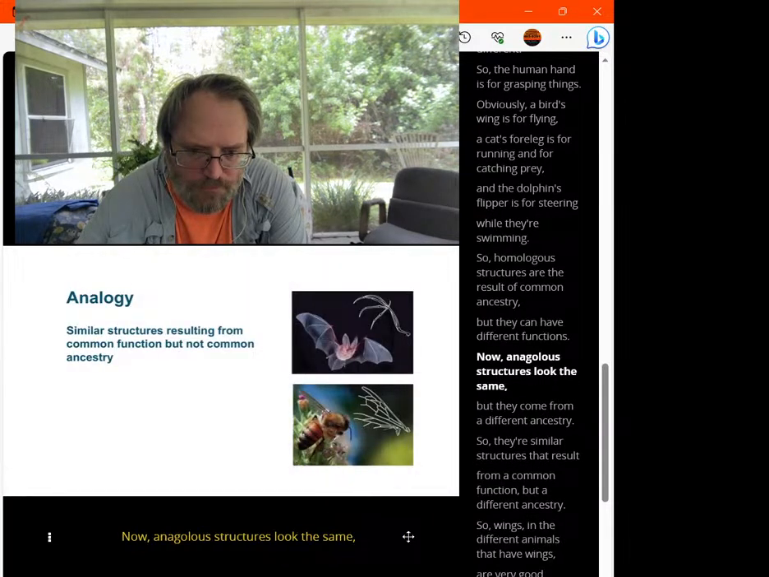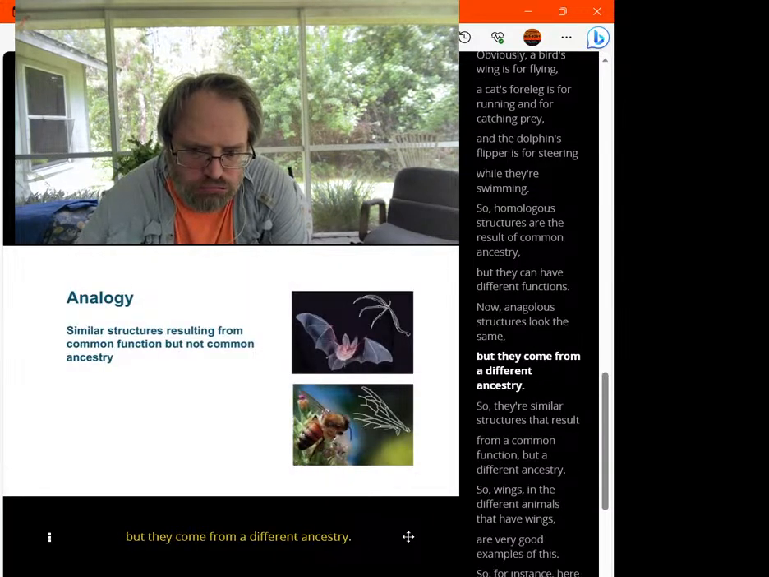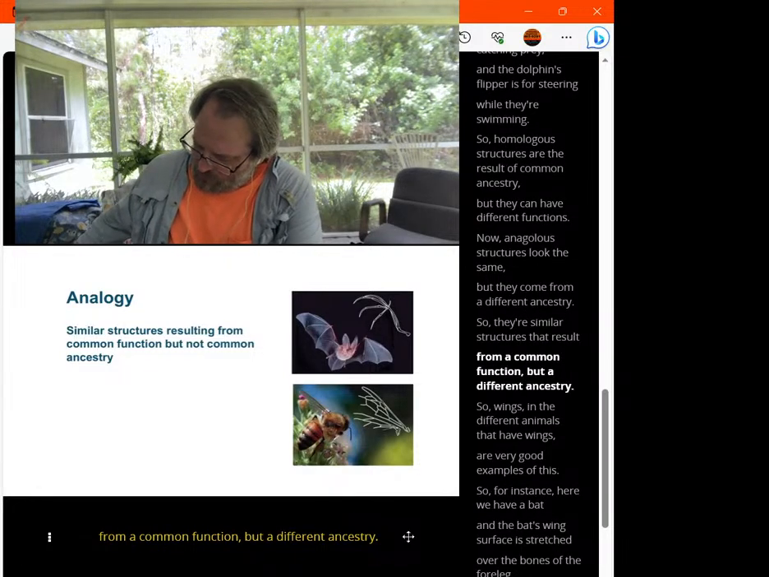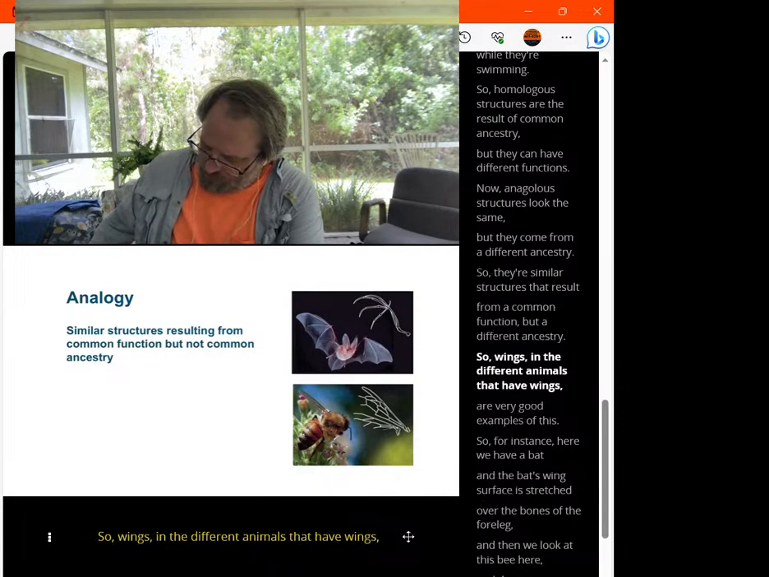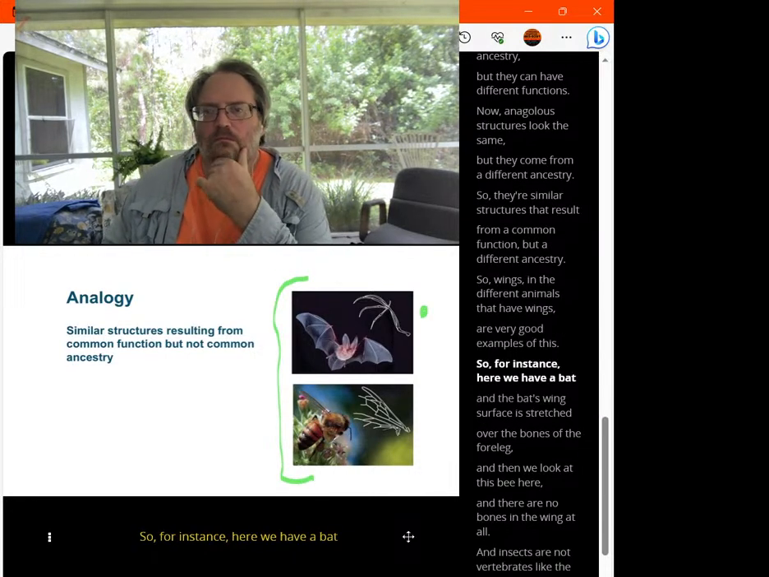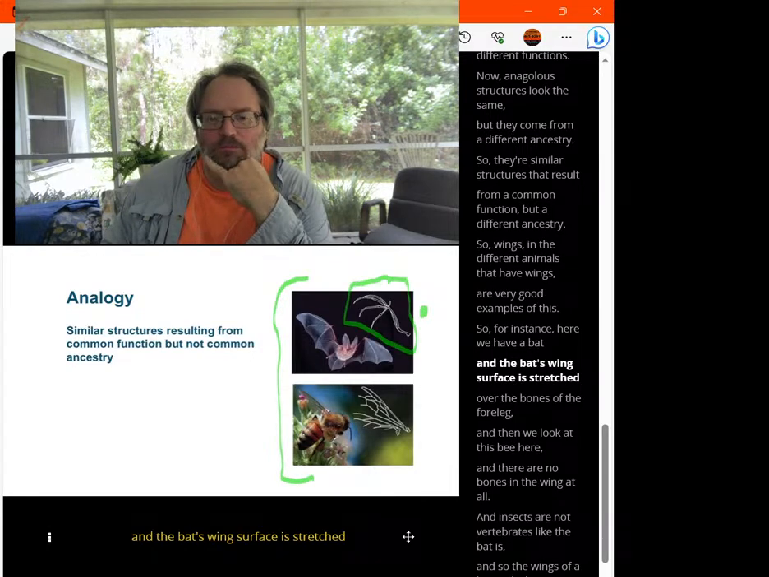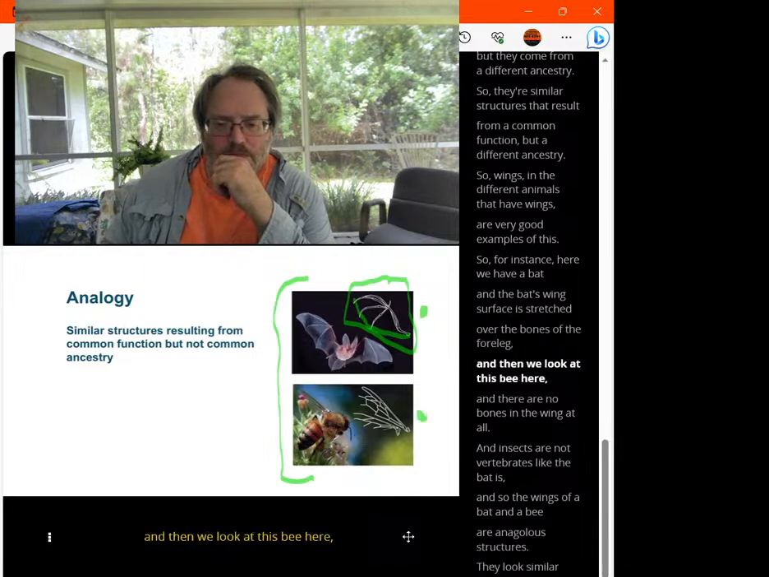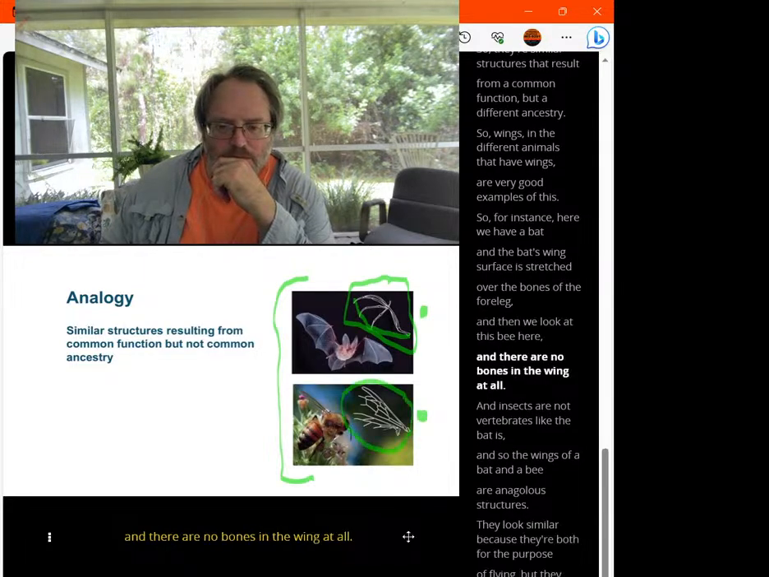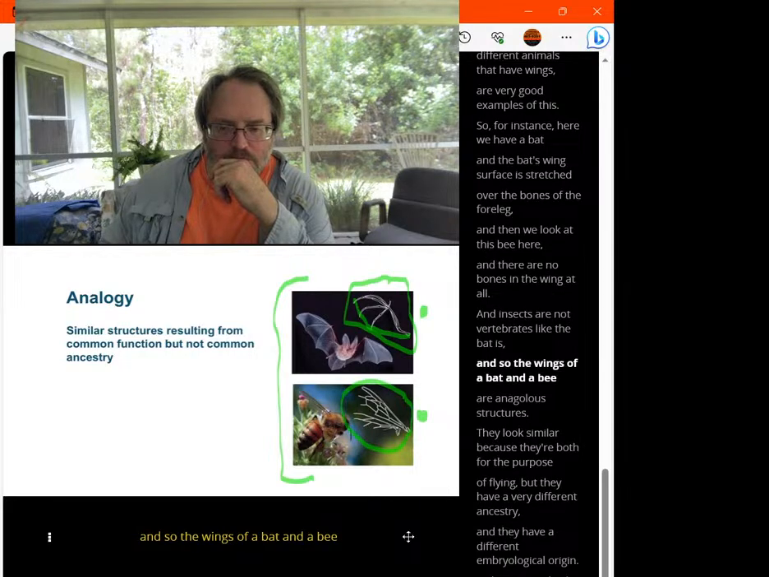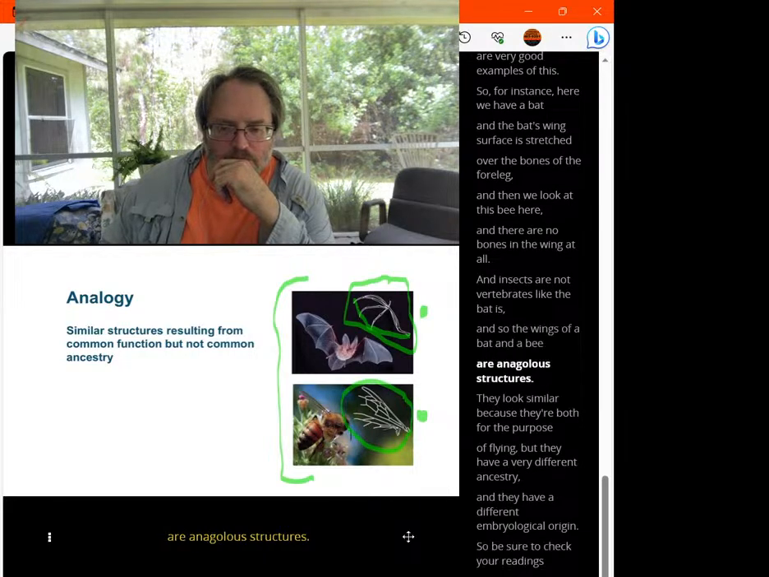Now, analogous structures look the same, but they come from a different ancestry. So they're similar structures that result from a common function, but a different ancestry. So wings in the different animals that have wings are very good examples of this. So for instance, here we have a bat, and the bat's wing surface is stretched over the bones of the foreleg. And then we look at this bee here, and there are no bones in the wing at all. And insects are not vertebrates like the bat is. And so the wings of a bat and a bee are analogous structures.